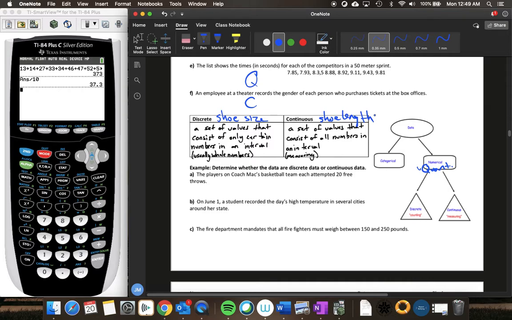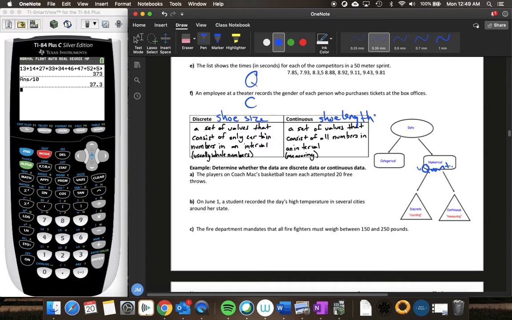My foot length might be 10.93 inches. But I'm not going to go into the shoe store and ask the person that works there for a shoe of size 10.93 inches. I'm going to ask them for a size 11 and a half. So the difference is shoe size can only be certain values: 9 and a half, 10, 10 and a half. So these half number values is what it goes up by.